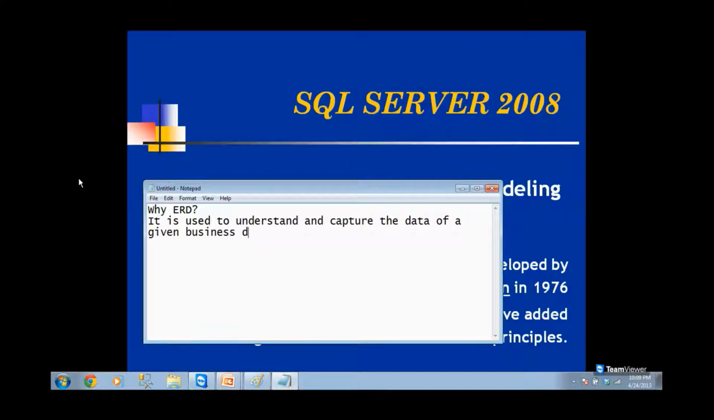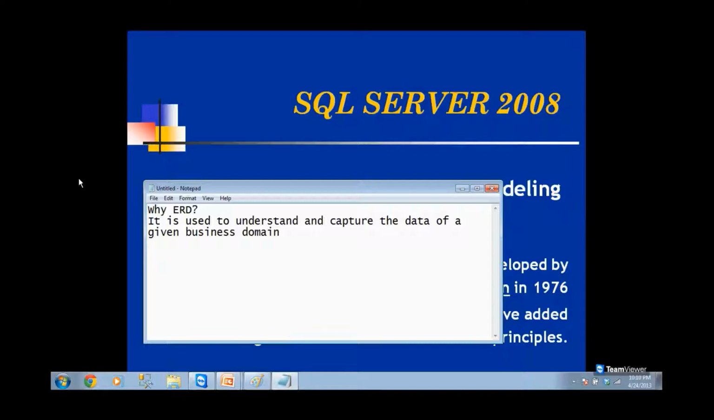So this is the purpose. That means, if I say banking, how data is organized and what data they are capturing, you can easily understand in the form of a diagram. And you can capture the data and also keep this data in RDBMS tools. Okay, that is the purpose.